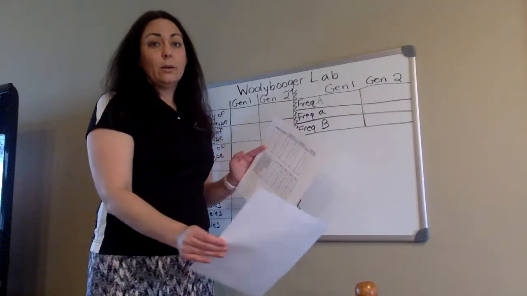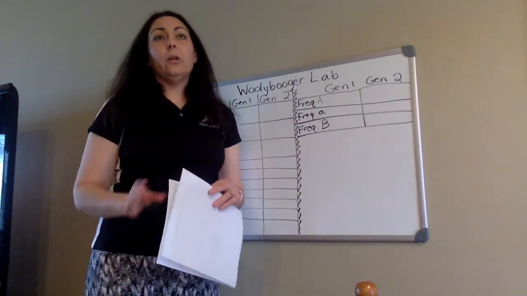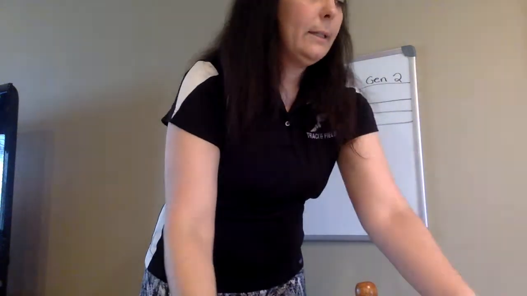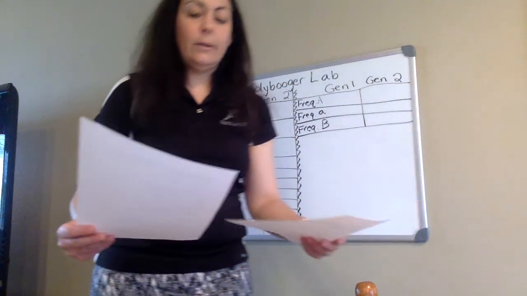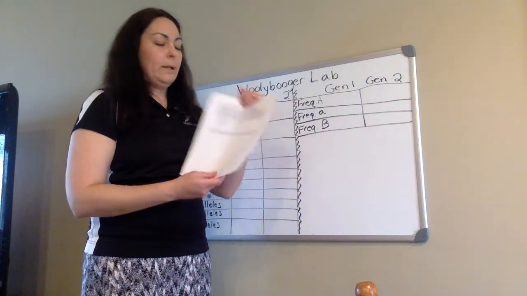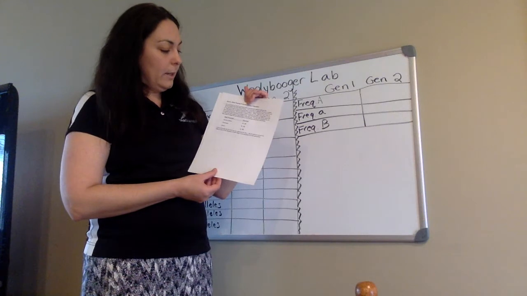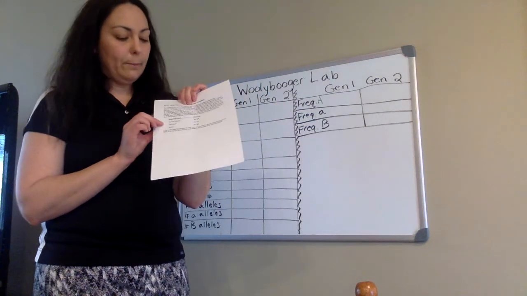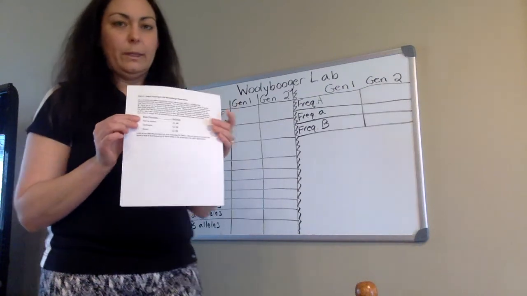Okay, also in the Google Classroom, you should have seen a Word document that has instructions on how you're going to do this lab. It has a sheet that starts like this. And this is important because it tells you every single beak type and what their genotype would be.